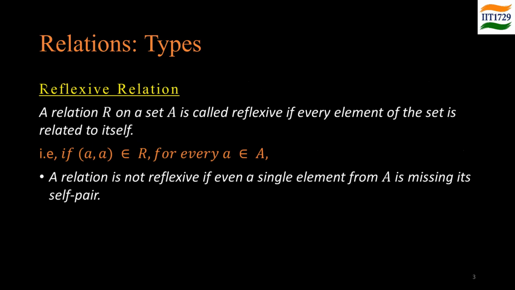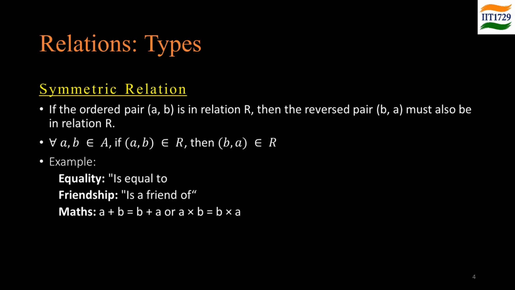A relation is called reflexive if every element in set A is related to itself. If even one element is missing its self pair, the relation is not reflexive. A symmetric relation requires that if an ordered pair AB is in the relation, then the reversed pair BA must also be included. Examples include equality and friendship.